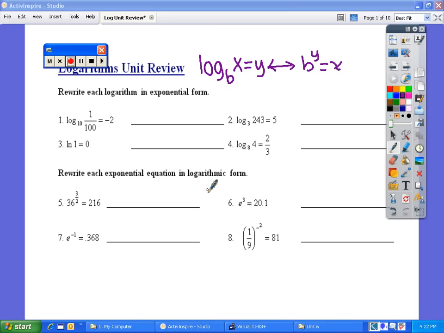Alright, first part is rewriting logs to exponential. If you look here, we have a log. This is an exponential. So make sure that you look at each piece separately. This is your base. It's the same base for the exponential. The y will become your power. And then the x that's next to the base will become the answer. So just watch how you're rewriting.